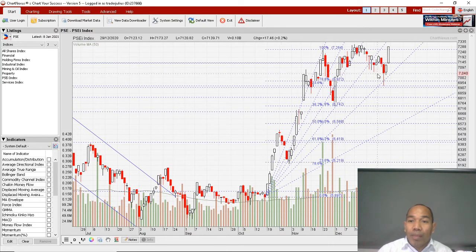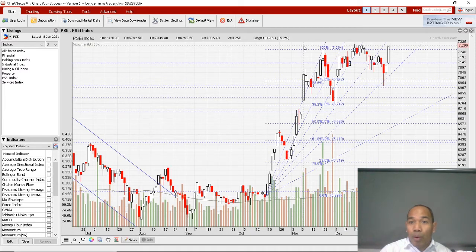and on the following day, it started with a strong bullish candle, and the week ended with a strong bullish candle. But take note of this part. This has been broken, the 7,300 level. So watch out in the next week, this level.